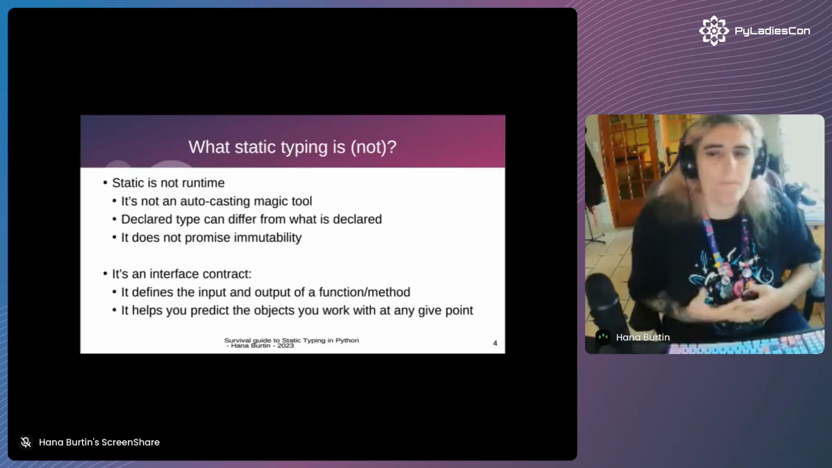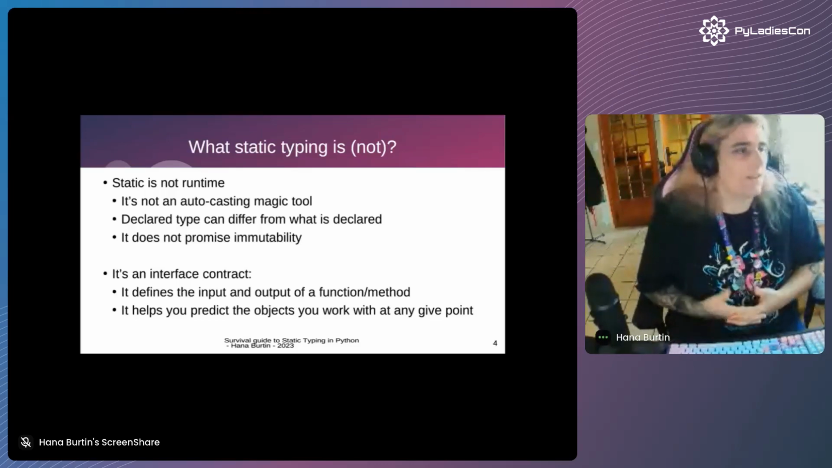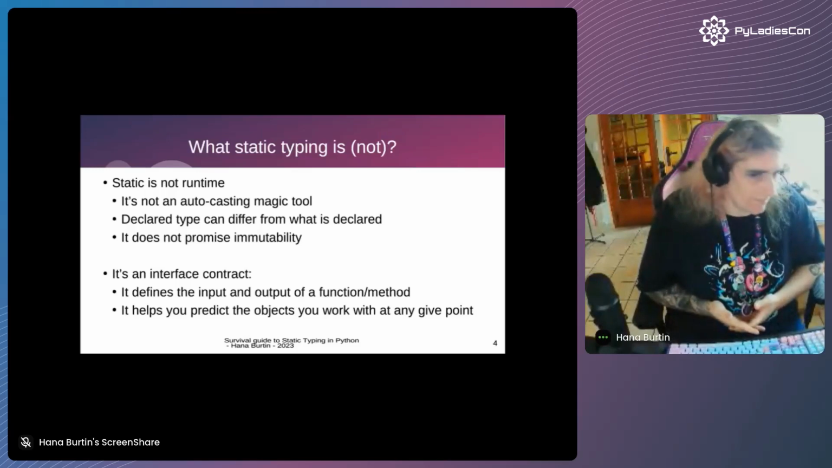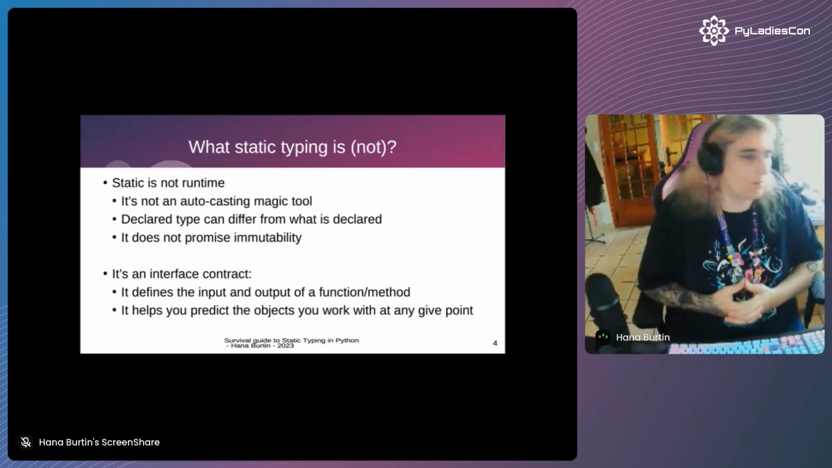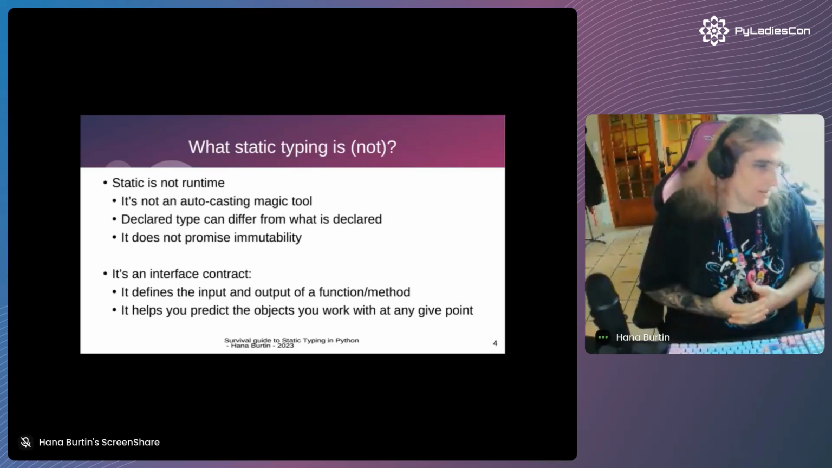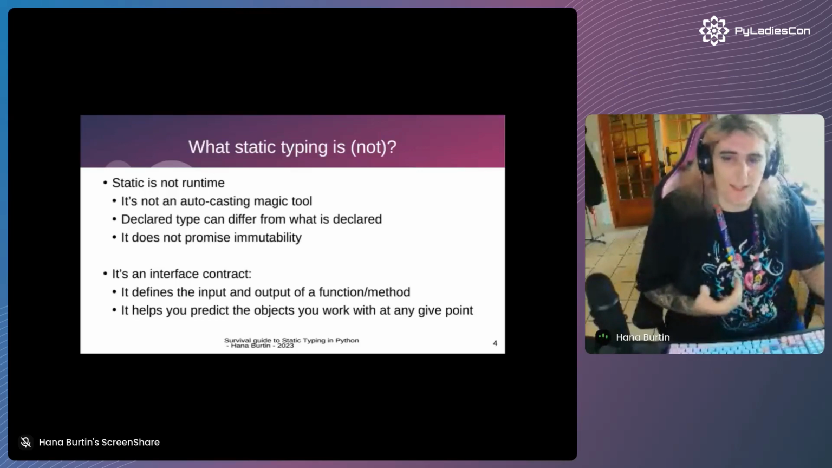So basically, that means that if your typings are right, you can know what methods and properties any of your objects have at any given time. And that's where it will help you.